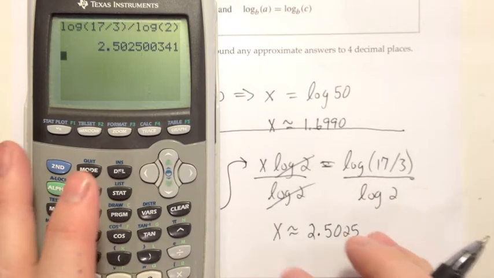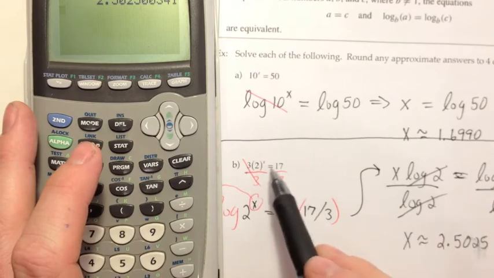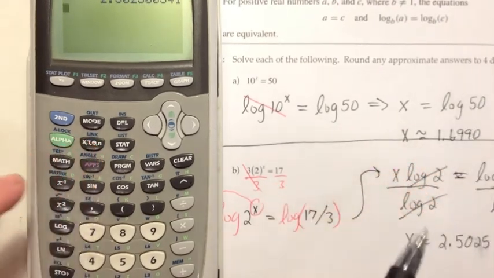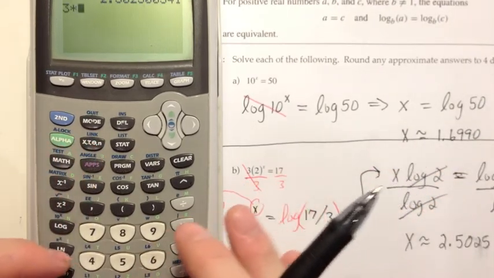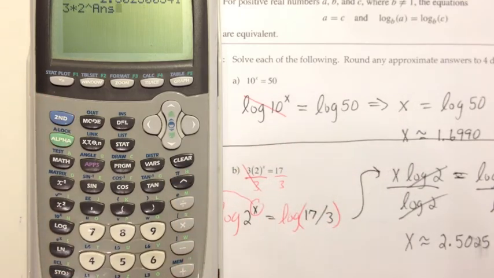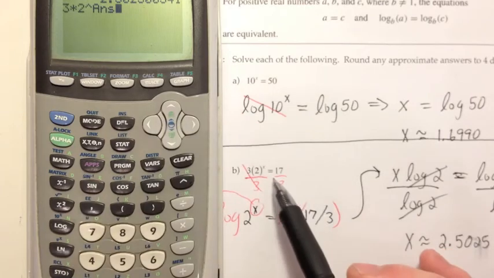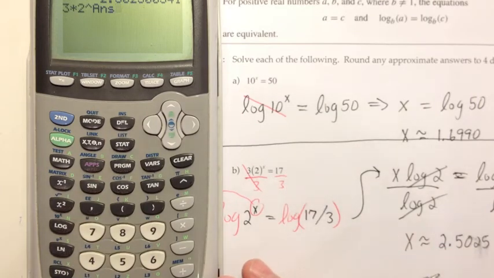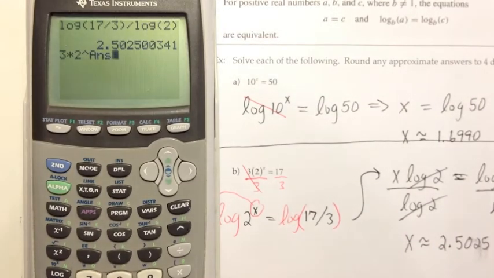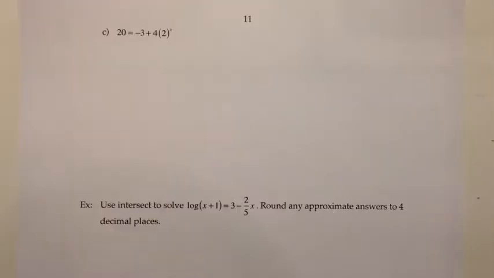Now, if that is really the answer, if this process really worked, then if I take the left side and plug that value in for x, I should get the right side. So I'm going to do 3 times 2 raised to that answer I just got. That should be equal to 17 if that answer is correct. So let's see. Yep, 17. So that looks like it checks. Alright, let's go ahead and have a look at one more example.